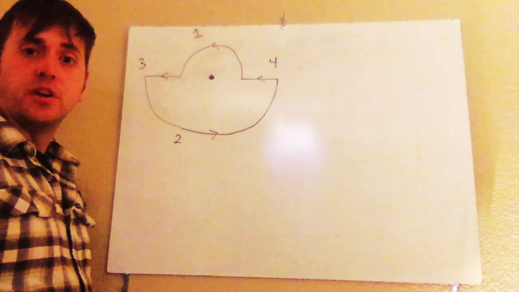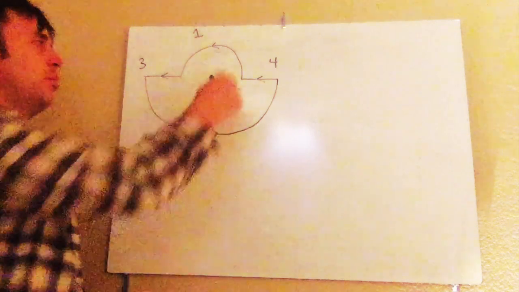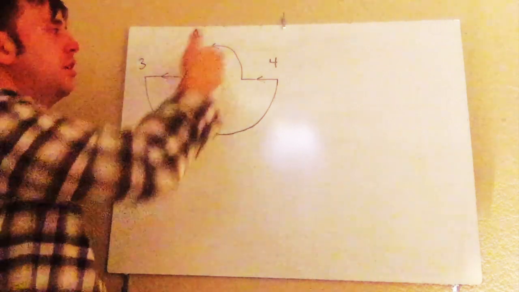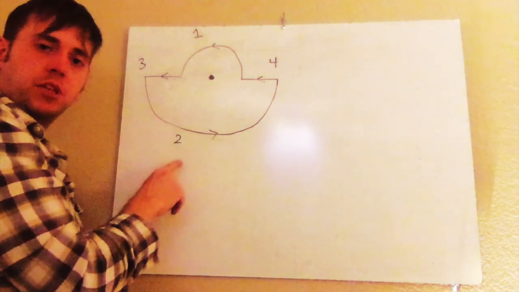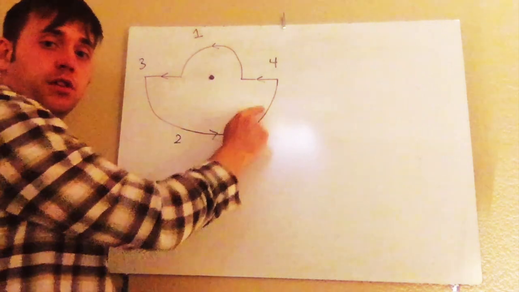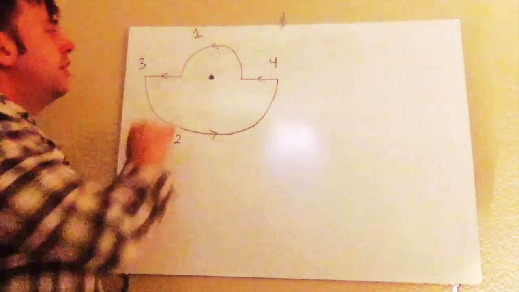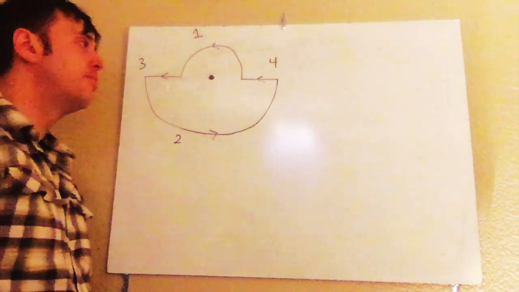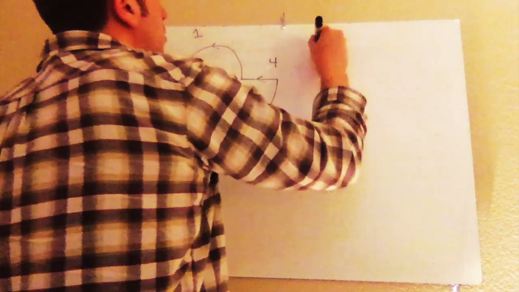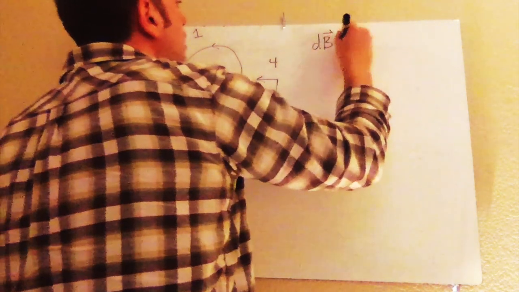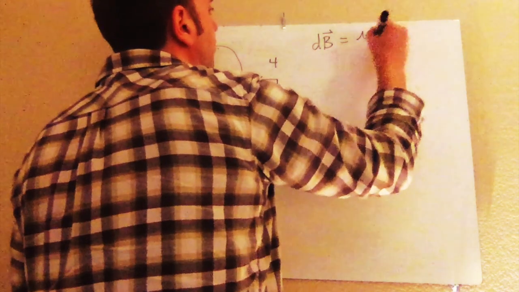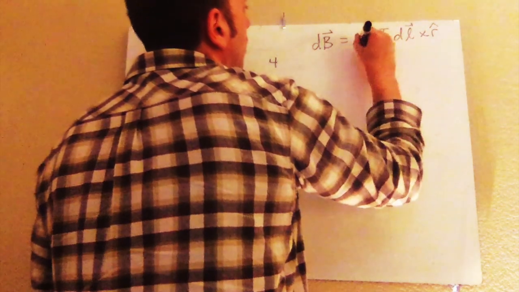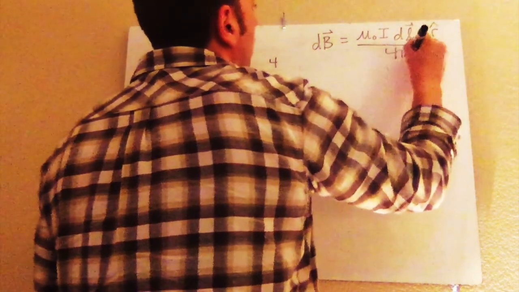All right, so here's what we're dealing with in this problem. First, we have a half circle segment of wire. I'm labeling that segment number 1 up here. Down here, the one I'm labeling number 2 is another half circle. It has a bigger radius. And then these 2, 3, and 4 are these straight segments of wire which connect everything together. So I want us to be reminded of the Biot-Savart Law, which is dB is equal to mu naught times I times dl cross r hat divided by 4 pi r squared.